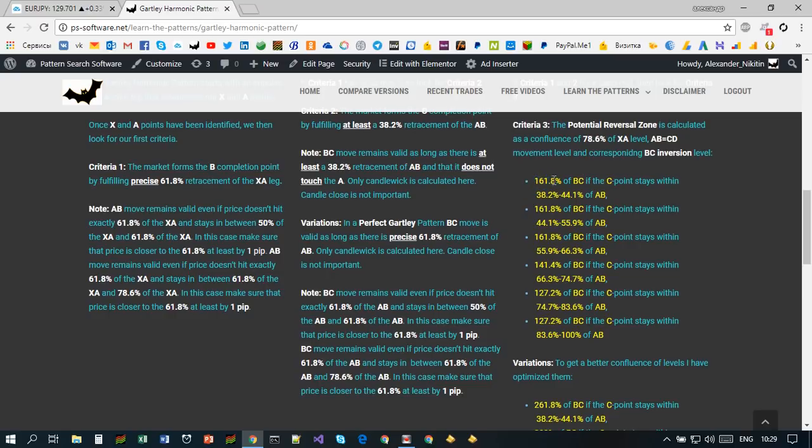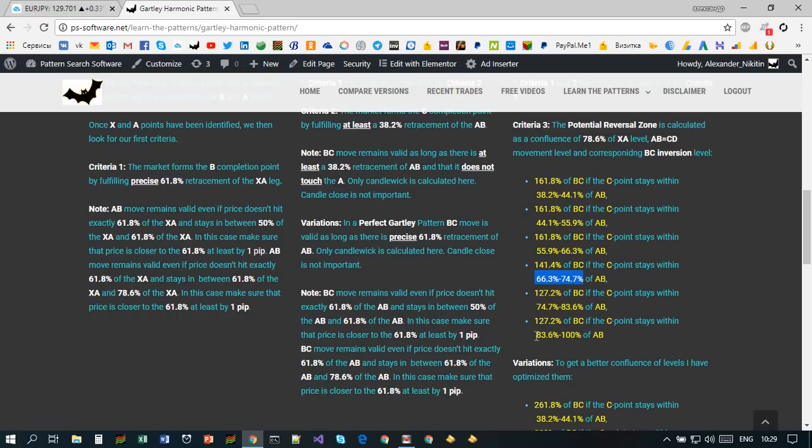So it should be 1.618 inversion if the BC is 38.2 to 44.1. It is 1.618 again if it is 44 to 55. Yes, it is 1.618 if it is 55 to 66. It is 1.414 if it is 66 to other, and so on and so forth. So it all depends on your B to C leg.